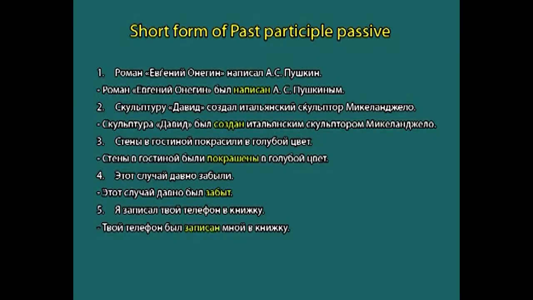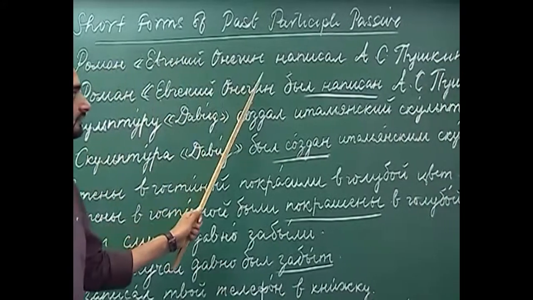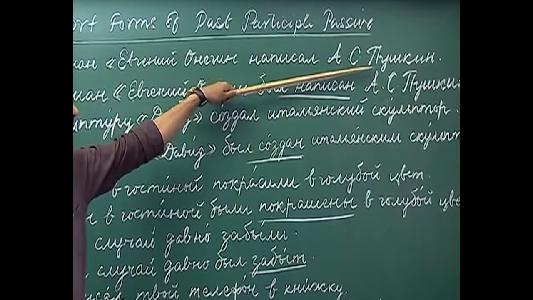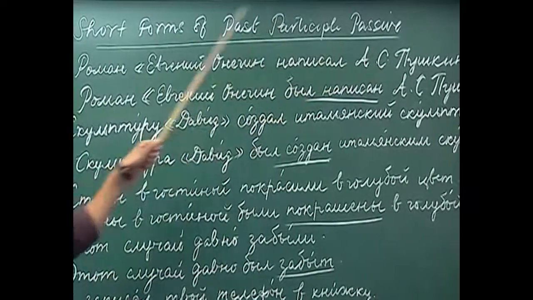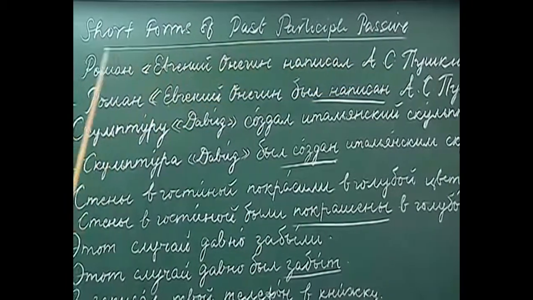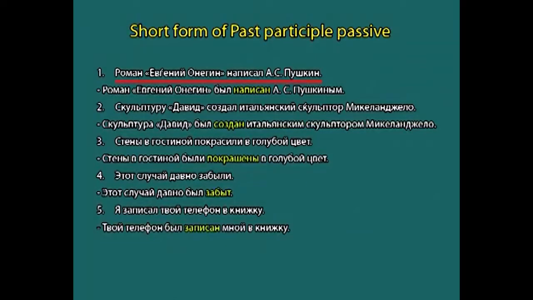Roman Yevgeny Onegin napisal A.S. Pushkin. The novel Yevgeny Onegin was written by, the author's name is A.S. Pushkin, or if you change the word order, A.S. Pushkin napisal Roman Yevgeny Onegin. A.S. Pushkin wrote the novel Yevgeny Onegin. So, this is the active construction.